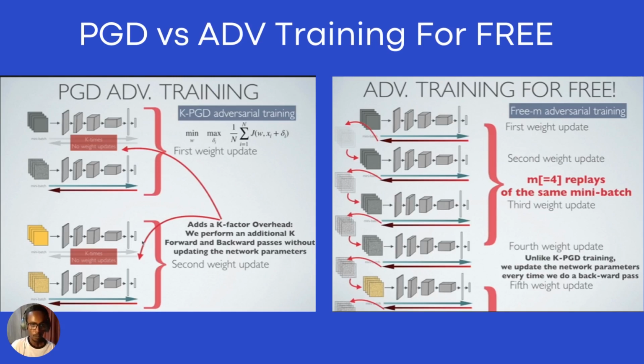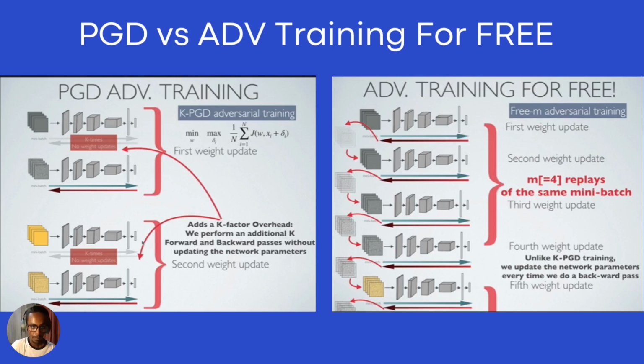And at the same time, we'll be updating the perturbations. So using the same mini batch, we repeat the training procedure, maybe in this case, 4 times. So we do forward and back prop using the original mini batch. Then we update the perturbations. Then we combine them with the same mini batch and do a forward and backward prop.